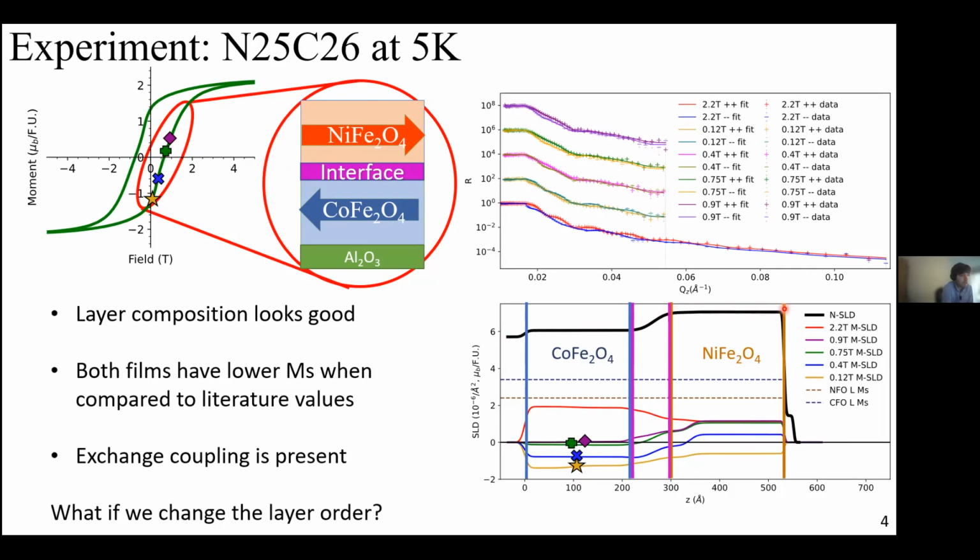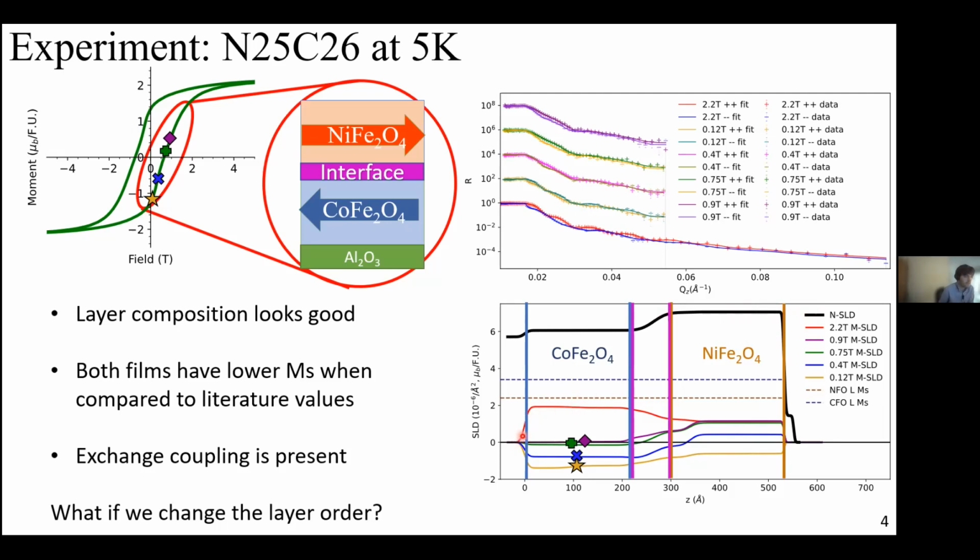And already this is one nice result, because the SLDs of these two layers are very close to what we expected, and so this means that our chemical composition of our individual layers looks good. Now I want you to look at this red line, and this red line was taken at 2.2 Tesla, so this is our saturation measurement.